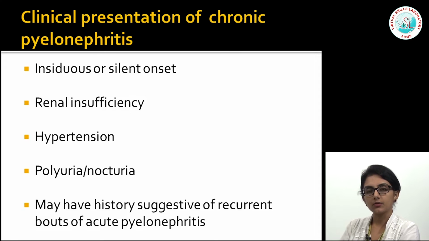So, compared to acute pyelonephritis, chronic pyelonephritis would have a relatively insidious or even silent onset, where patients would present with features of renal insufficiency with hyperuremia, hypertension, polyuria, nocturia, and they may or may not give you a history of recurrent bouts of urinary tract infections or acute pyelonephritis.